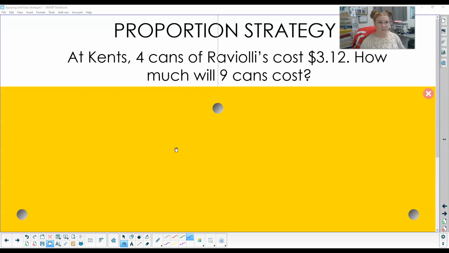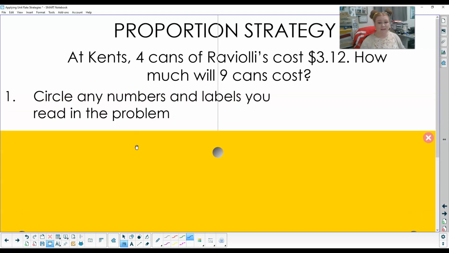Our other strategy we're going to use is called the proportion strategy. It's very similar to the unit rate strategy. It just does things in a different order. That's it. So step one is exactly the same. We need to circle any numbers and labels we read in the problem.